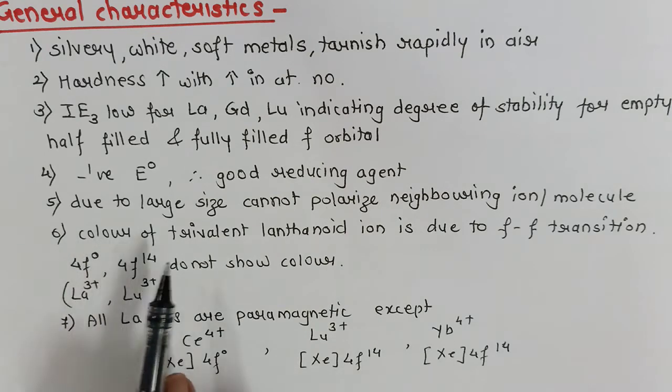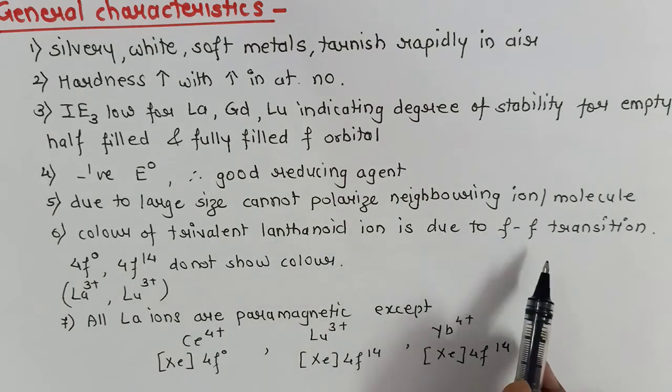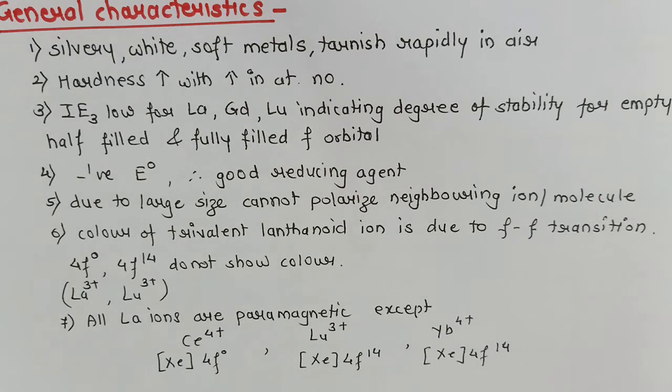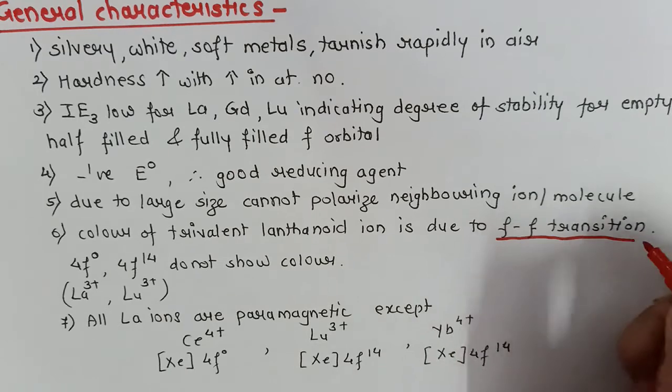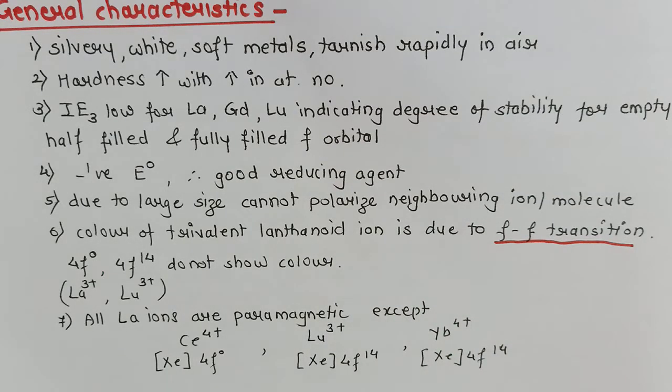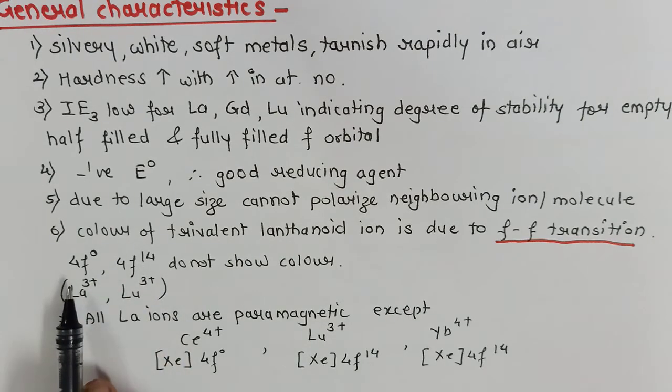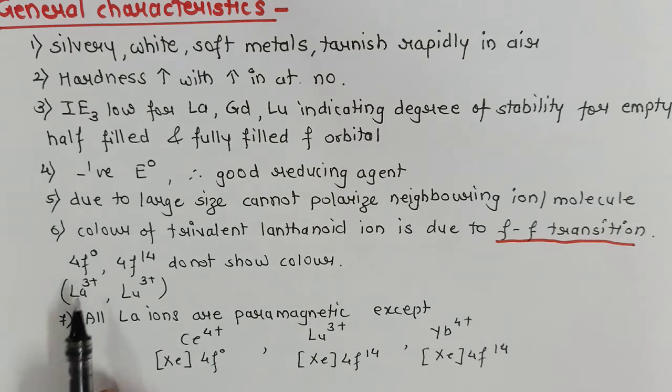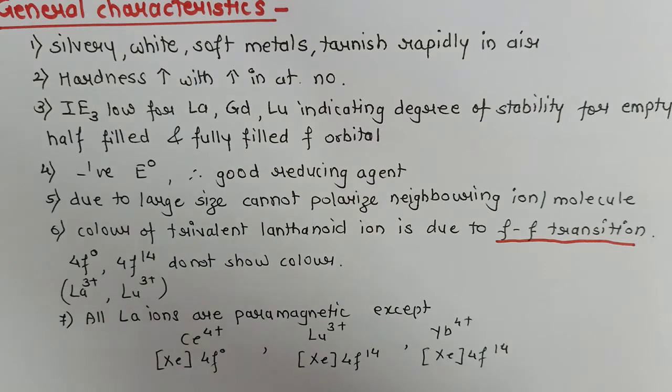Similarly, they show colors. As we have seen that d block elements show color, f block elements, lanthanoids, also show colors, and the reason is f-f transition, like we have seen in case of d block elements, d-d transition. In case of f block elements, it is f-f transition. But the condition is that the f subshell must be incompletely filled. If the f subshell is fully filled or vacant, then it will not show any color. Example, lanthanum 3+, lutetium 3+. Similarly, all lanthanoid ions are paramagnetic except cerium 4+, lutetium 3+, and ytterbium 2+. The reason lies in their vacant and fully filled f orbital.